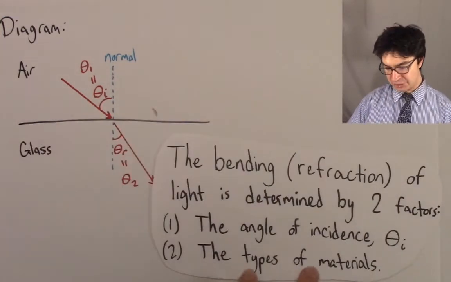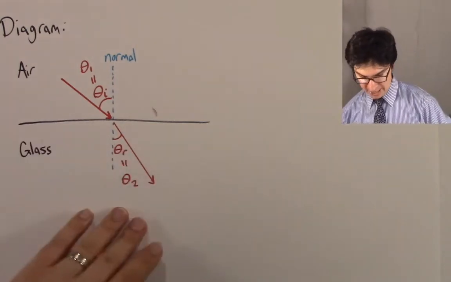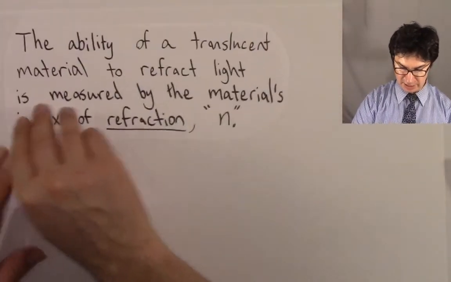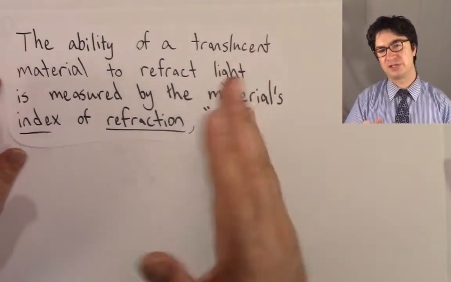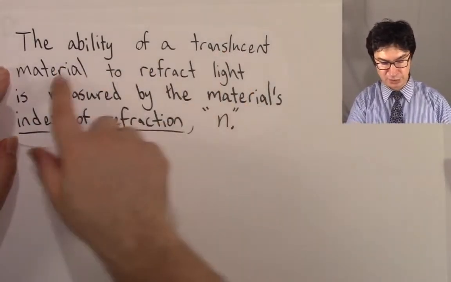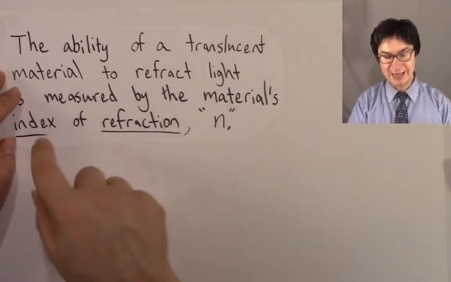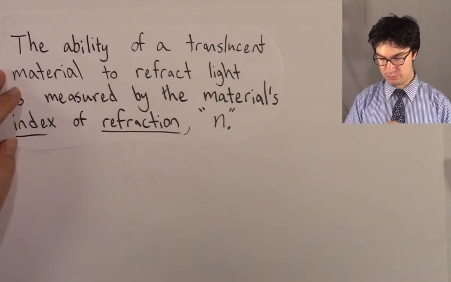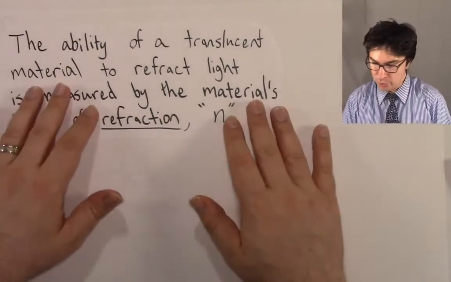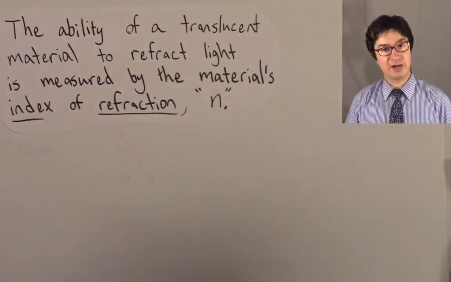type of material. How does the type of material impact the bending of the light? Well, we answer that question by stating that the ability of a translucent material, so it could be glass, it could be plastic, could be water, the ability of a translucent material to refract light, to bend light, is measured by the material's index of refraction, N. Okay, so we're going to take a couple of minutes now and really explore what is N, what does it mean, how do we measure it. Okay, but first I want to give you some examples of what some different N's are.